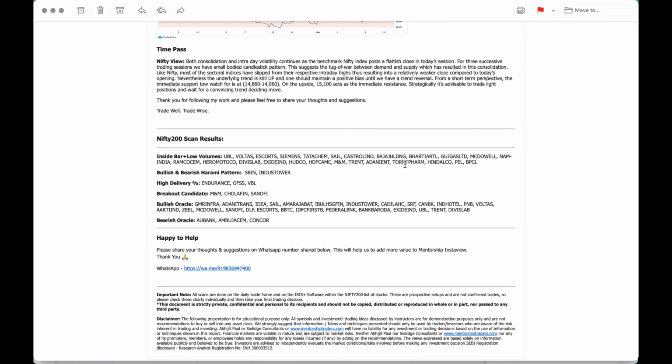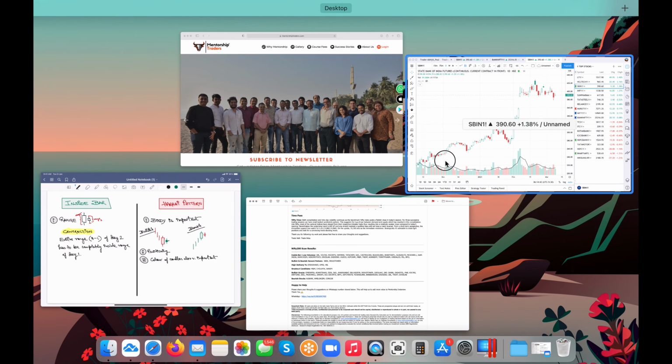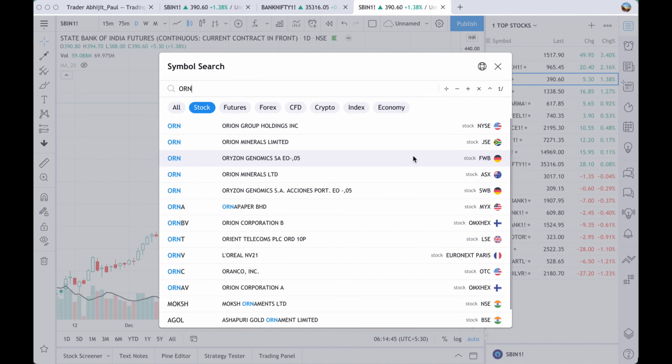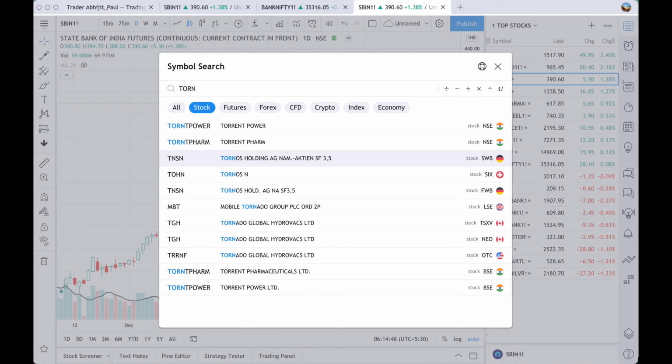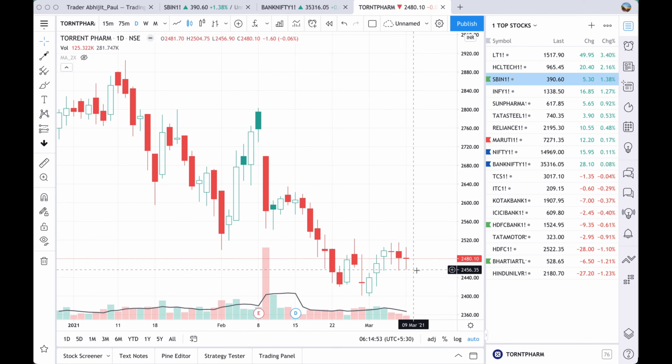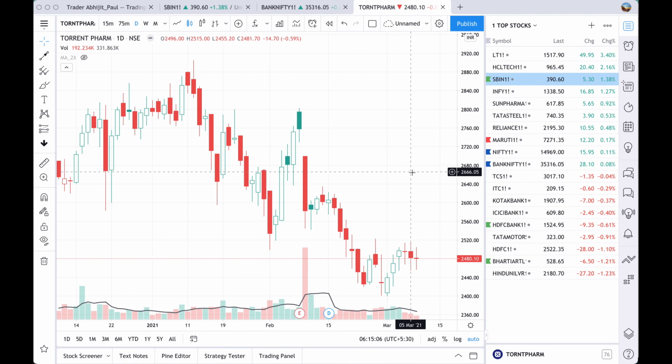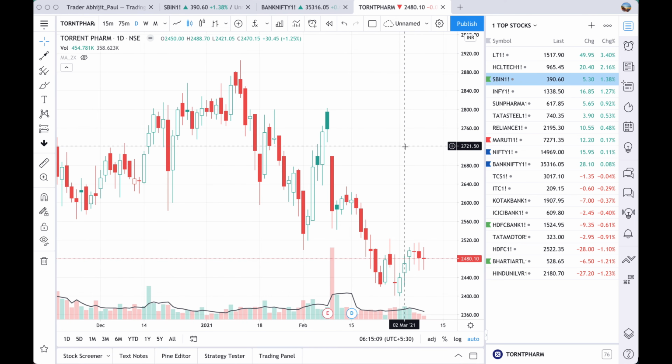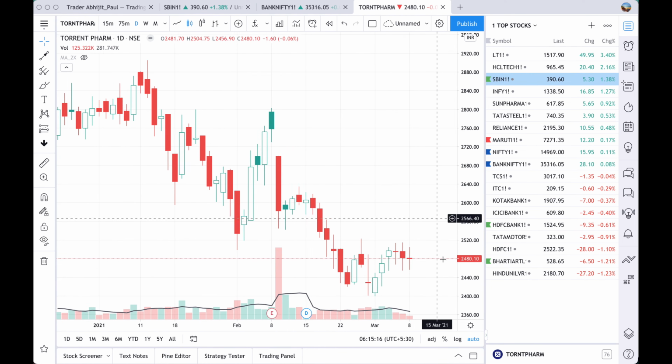For example, in this list, let's say Torrent Pharma. Okay, let's come here and try and open Torrent Pharma. So you can see here Torrent Pharma has created an inside bar. This bar is completely within the range of the previous day. Both of them are red, and the volumes have been very low. So this is an inside bar with low volumes. Now a big question mark is, whether to put a buy order or a sell order. After the bullish Harami it is clear, but what order should we place here?